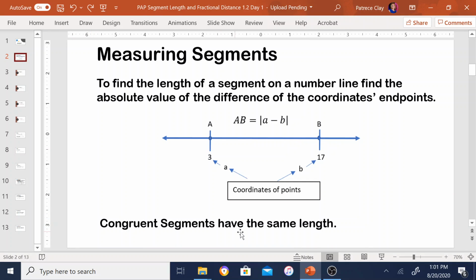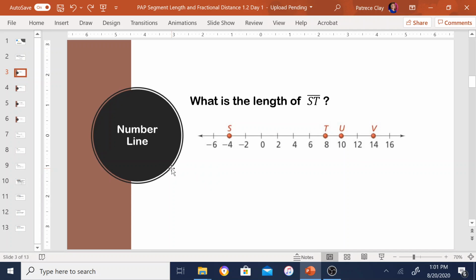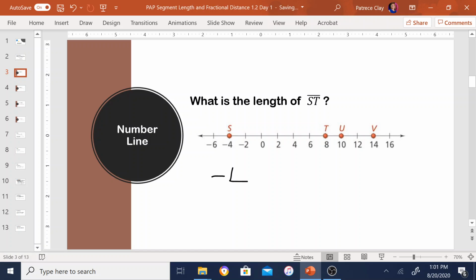Congruent segments have the same length, so that's a key word that we need to remember. Congruent means to have the same length. We'll revisit it later. What is the length of ST? So let's start off with our S. S is located at -4. T is located at 8. So 4 minus 8 is equal to the absolute value of 12, which means our segment is equal to 12.